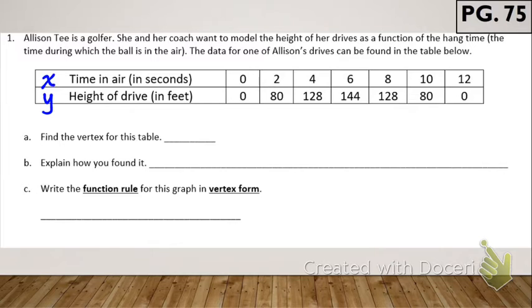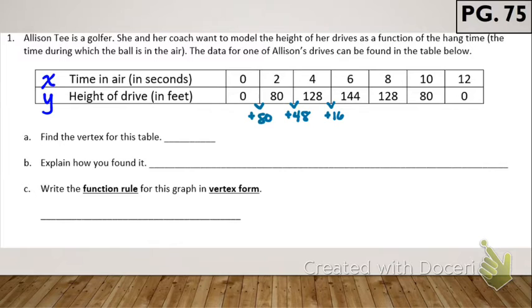First thing I need to know about this table is whether or not it's quadratic. So I'm looking for my constant second differences. To go from 0 to 80, did things get bigger or smaller? Bigger. By how much? 80. To go from 80 to 128, did it get bigger or smaller? Bigger. By 48 this time. To go from 128 to 144, did we get bigger or smaller? Bigger. By, what is that, 16, I think?